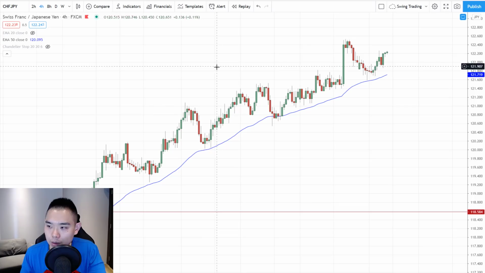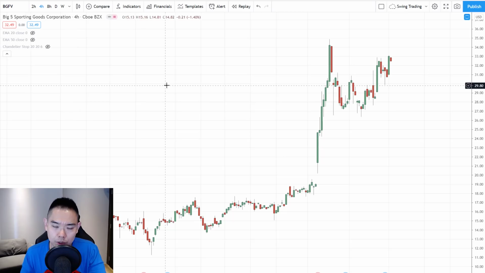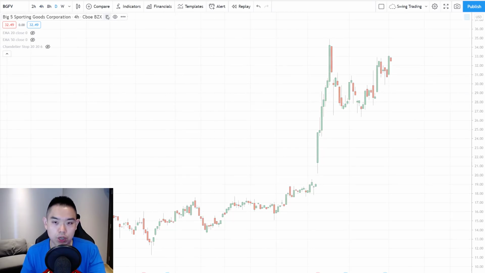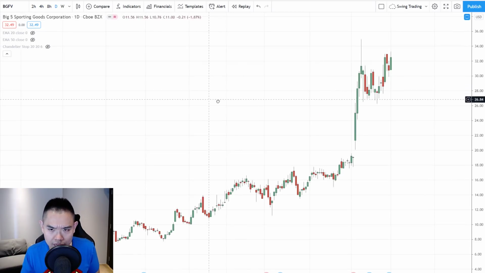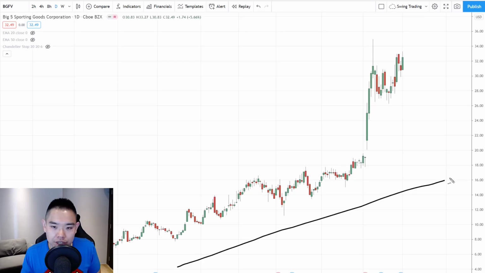And moving down the list, let's move on into the stock markets. For stock markets, this is a stock that I will be looking at, BGFV. It stands for Big 5 Sporting Goods Corporation. For stocks, I usually trade off the daily time frame. You can see that this stock is in a nice, beautiful uptrend. From left to right, generally this stock is in an uptrend.